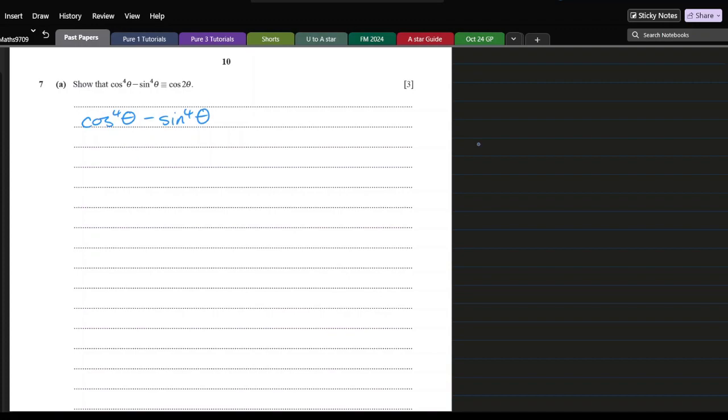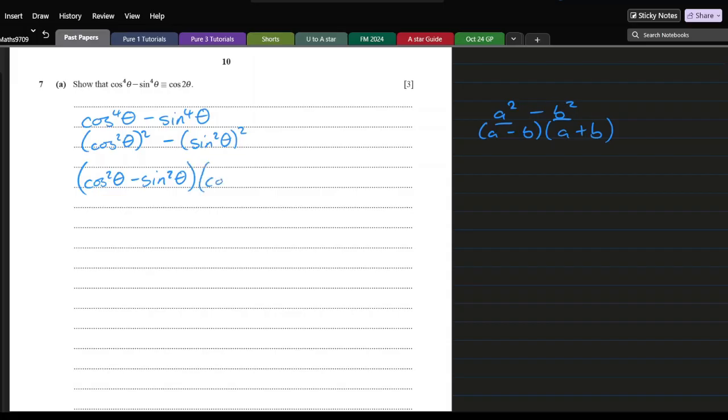And this is actually a difference of 2 squares. We know that anything in the form a squared minus b squared can be written as a minus b times a plus b. So this here is basically cos squared theta squared minus sine squared theta squared. So the cos squared theta is basically our a, and then the sine squared theta is b. So that means we can write this as cos squared theta minus sine squared theta times cos squared theta plus sine squared theta.